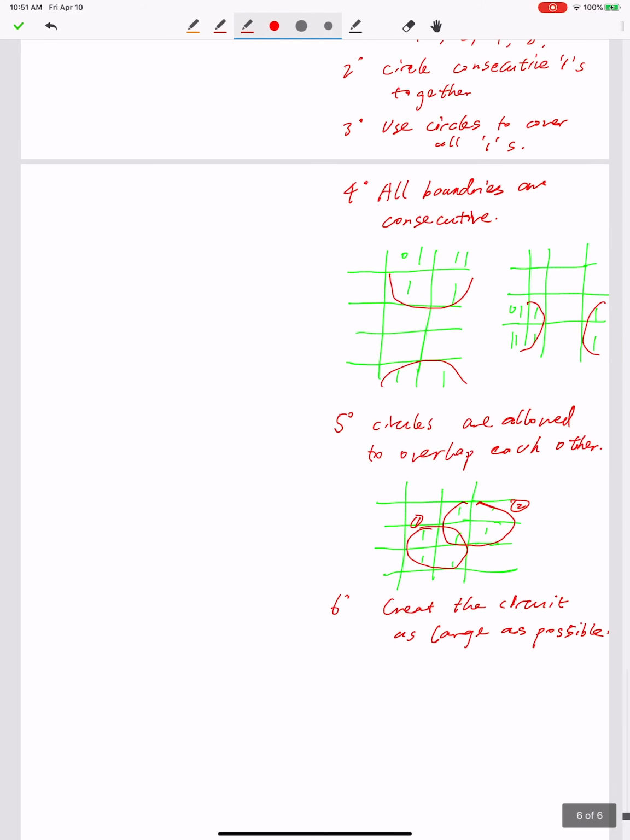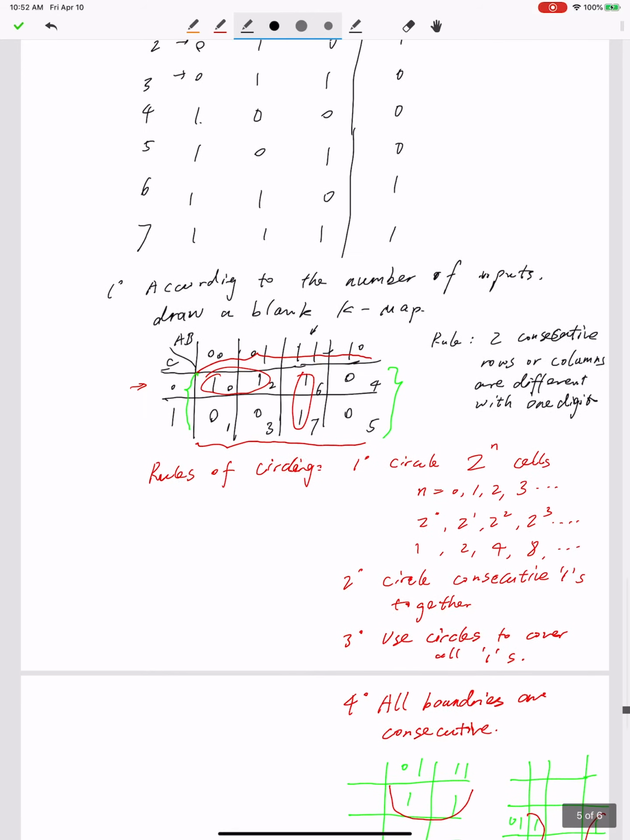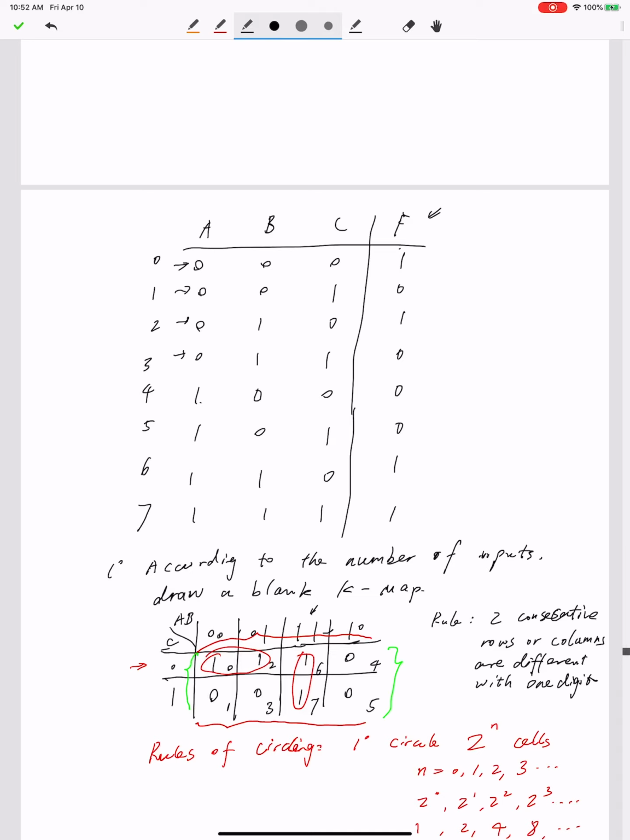You may not be familiar with the kernel map at this moment, but I'm going to show you 2 more examples, and after these 2 examples, you will be more familiar with this tool, with this concept. Okay, I'll give you another example. But before I introduce this example, I want to introduce one more thing, which is another representation of the truth table. Here, as you can see, in this truth table, if we know the number of inputs, then we can determine how many rows are in this truth table.